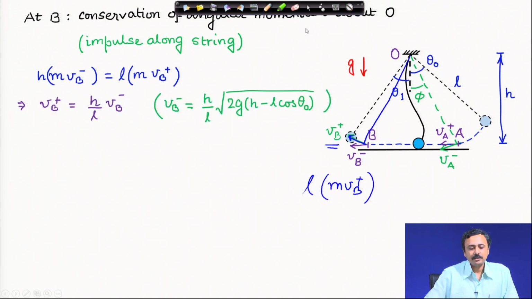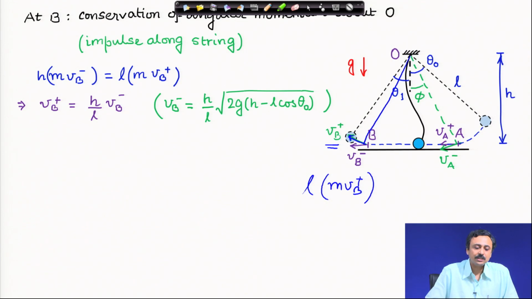With these two done, it is straightforward to determine v b plus. Mass cancels out. So v b plus is h by L times v b minus, and v b minus, remember, is v a plus, which we have just now derived, and I have written out the expression for v b minus. You can find out v b plus. Now, what do we do with v b plus?